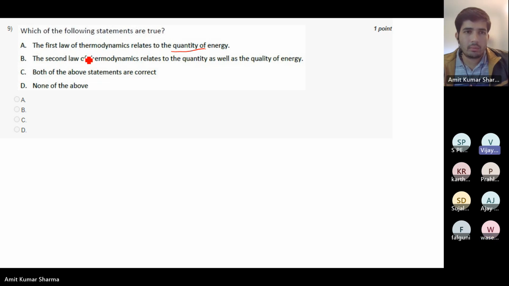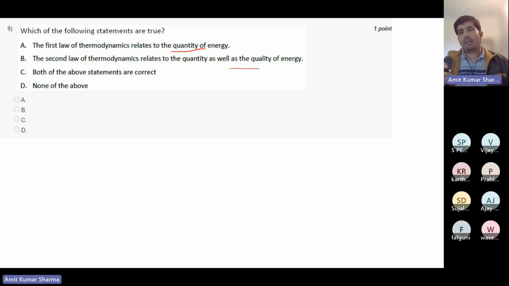But with the second law, you can know at what temperature the energy is there and how much you can extract. If you're extracting heat at 100 degrees centigrade, it's not useful. Such things will be given by the second law of thermodynamics. I am satisfied with your quality answer, but please explain more about quantity. It's like conservation of energy. Yes, that is the right word.